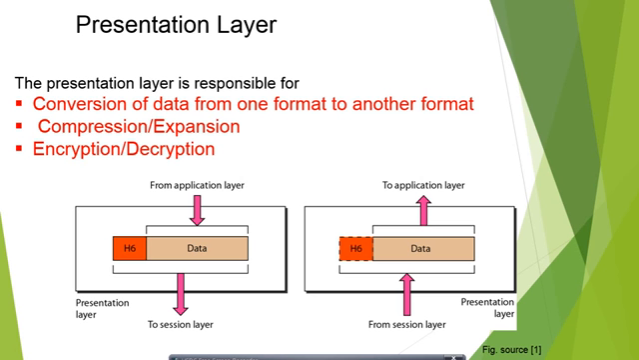So now the next layer is the presentation layer. The presentation layer of the OSI model is responsible for conversion of data from one format to another format. The processes running in a system usually exchange information in the form of character strings, numbers, etc. But this information must be changed to bit stream format before the transmission.